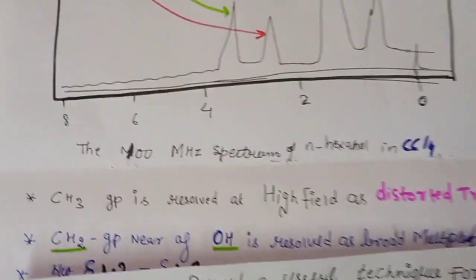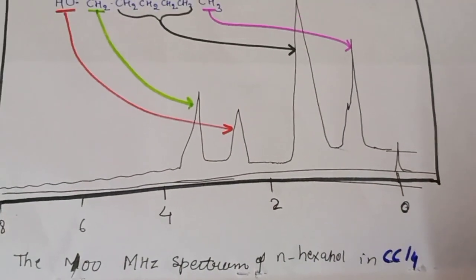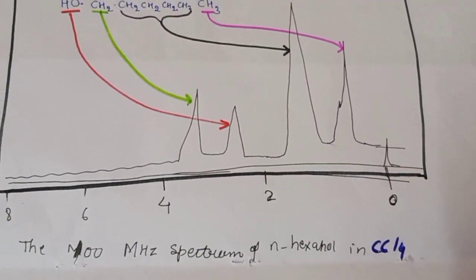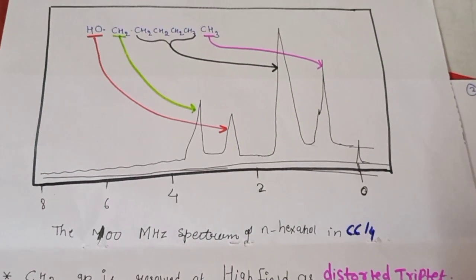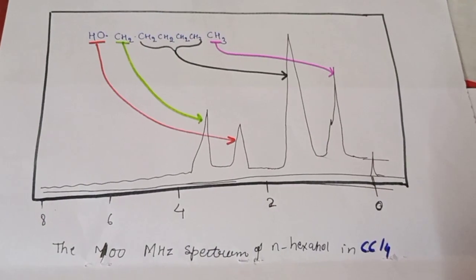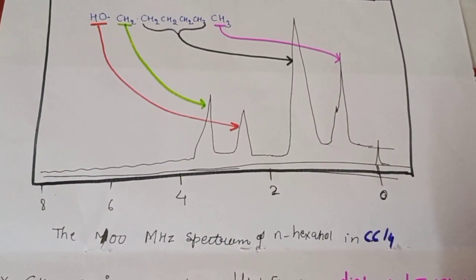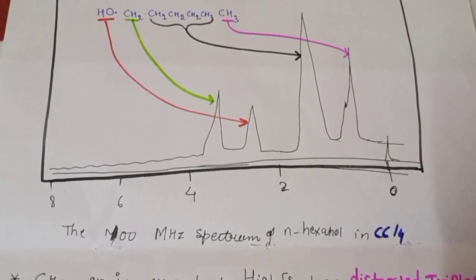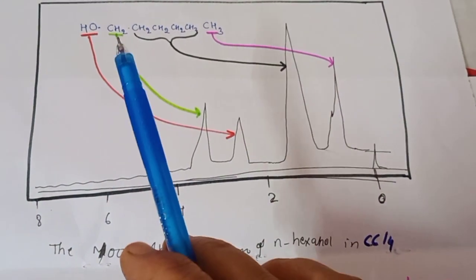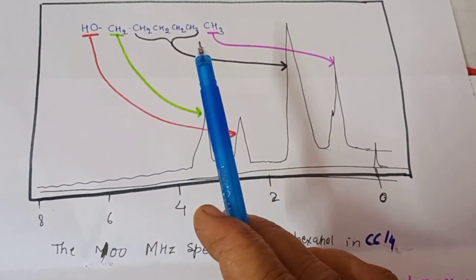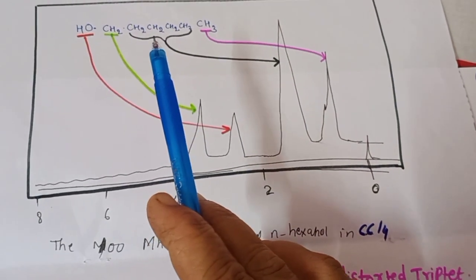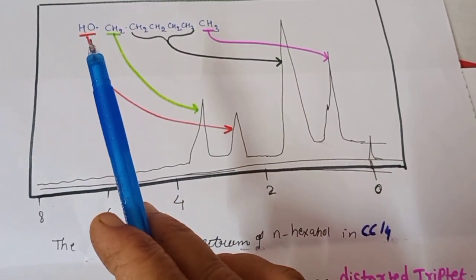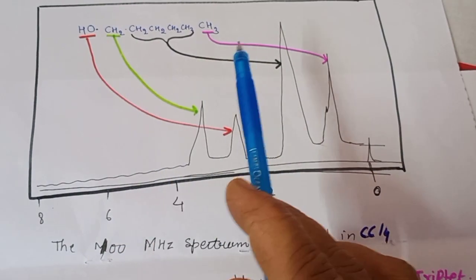Students, when we take the NMR spectrum of n-hexanol in CCl4, we get this type of spectrum. I hope those who are expert in NMR, using the delta and tau scale, can see this compound. How many types of protons are there? This is the CH3 group, these are CH2 groups, and this is CH2 attached with OH. So we can say that there are 4 types of protons here.